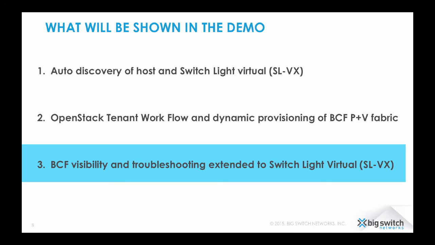Demo 3. Big Cloud Fabric P+V edition extends the test path and fabric analytics features to provide visibility and troubleshooting to SwitchLight Virtual. First, we'll look into the test path feature. The BCF test path feature, which is a visibility feature used for troubleshooting connectivity issues between the endpoints in the BCF fabric, is extended to trace paths from and to the virtual switch in the unified P+V deployment.